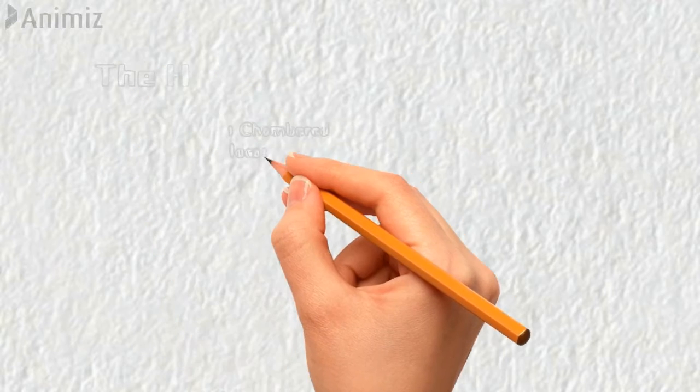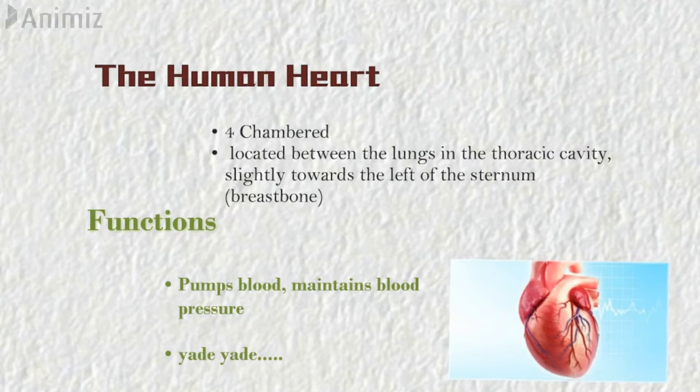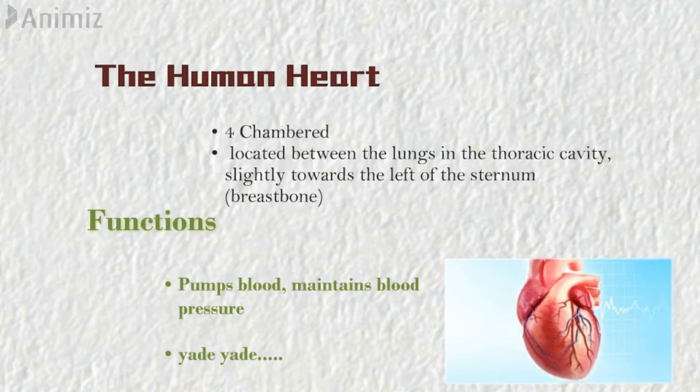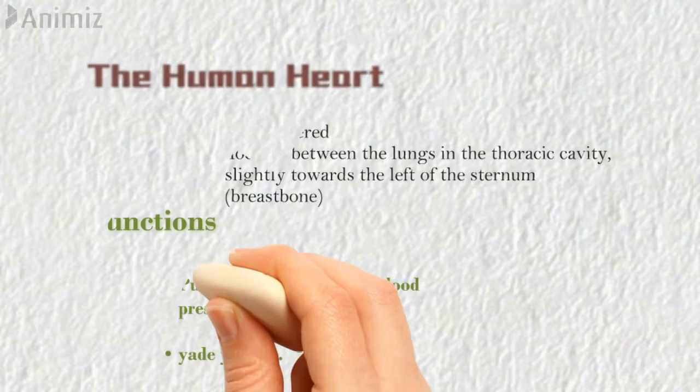Now on to the human heart. The human heart has 4 chambers, 2 atria and 2 ventricles. It is located between the lungs in the thoracic cavity, slightly towards the left of the sternum or the breastbone. The functions include maintaining the blood pressure, pumping of the blood, and so on.